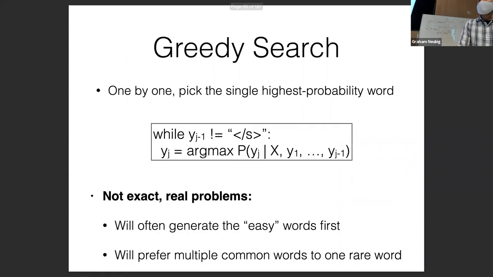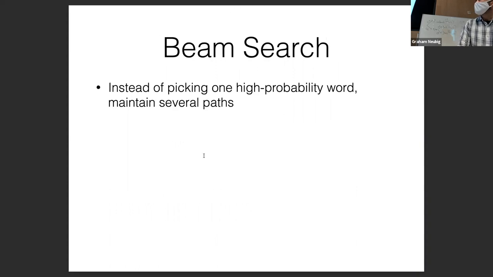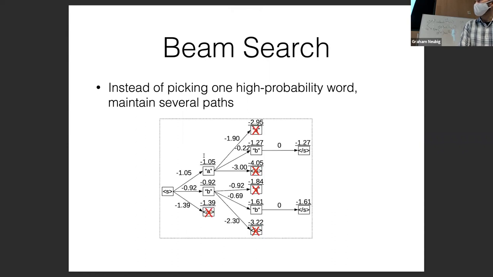So this is a problem. One method that we can use instead is something called beam search, where instead of picking one high probability word, we maintain several paths. I have this example here, but maybe the example on the whiteboard is better. What this would do is instead of only picking the one best at time step t, you would be picking two or three or four possibilities. And here, if you pick two possibilities, you would get New and Pittsburgh.